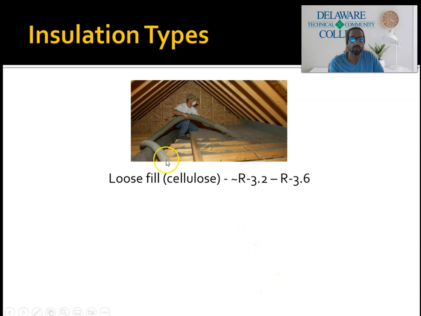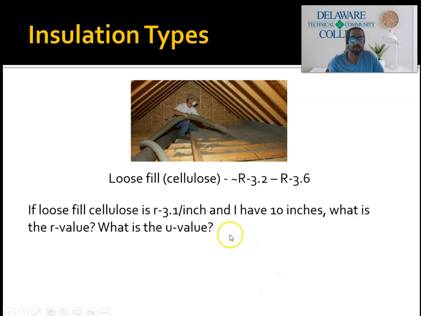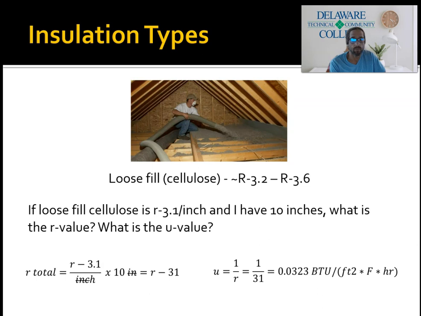Okay, so here's an example. If we have loose fill cellulose, and let's say it's R3.1 per inch. Okay, and I find that we go up to an attic space and there's 10 inches of it. What's the R value and what's the U value? Really easy. If it's R3.1 per inch, 10 inches, it's R31. That's it. And to calculate the U value, it's just 1 divided by R, which is 1 over 31, which is 0.0323 BTUs per square foot, degree Fahrenheit per hour.